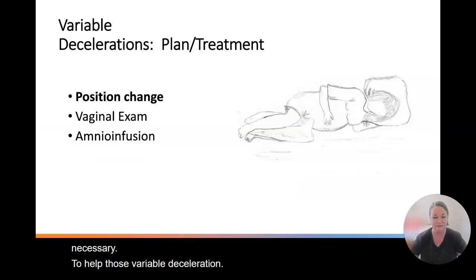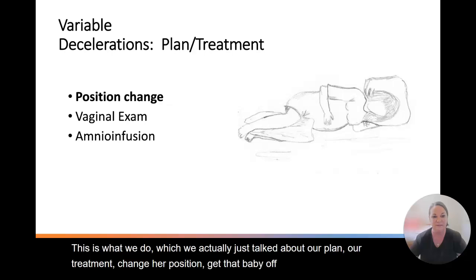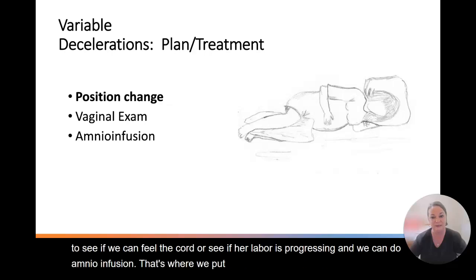This is what we do, which we actually just talked about. Our plan or treatment: change her position, get that baby off the cord, do a vaginal exam to see if we can feel the cord or see if her labor is progressing. And we can do amnio infusion. That's where we put the saline back into the uterus to help cushion that cord.